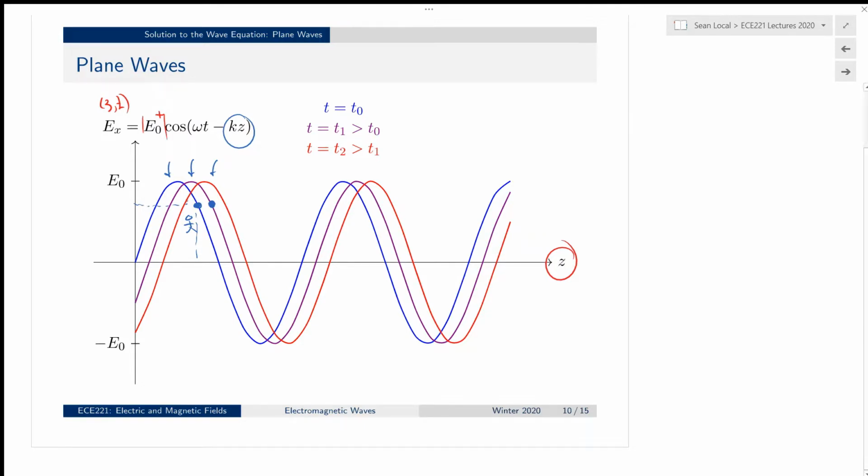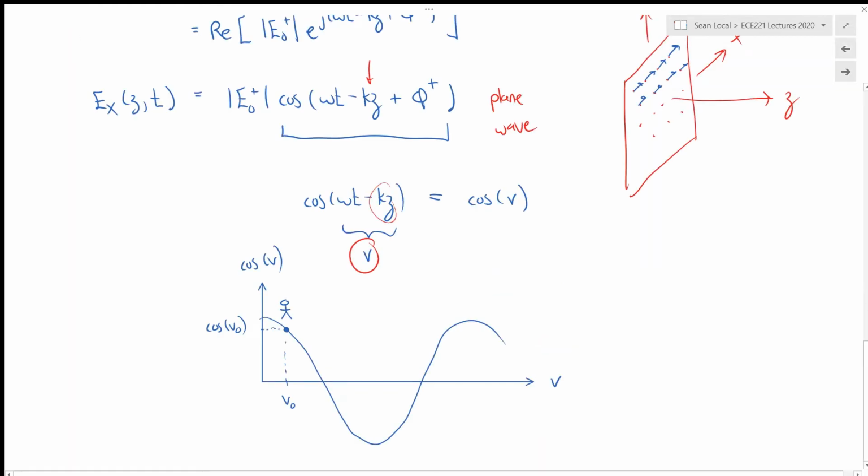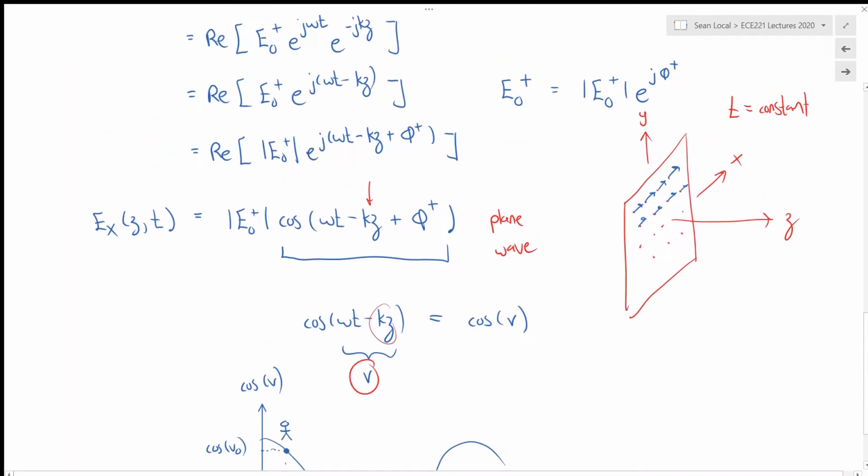So clearly my position has changed such that instead of being at z naught, I'm now at z1, and z1 is larger than z naught. I've moved to the right. I've moved in the plus z direction. So this equation that we wrote here for Ex, this plane wave solution here, is a wave traveling in the plus z direction.